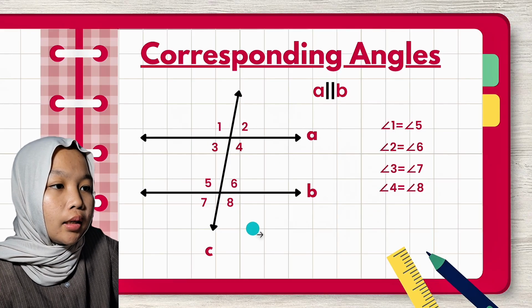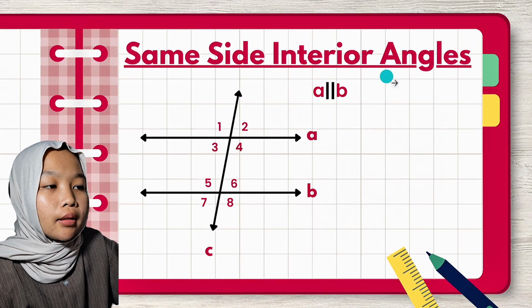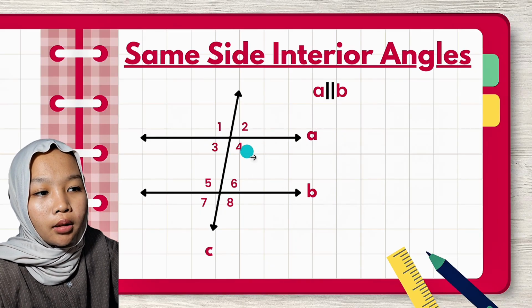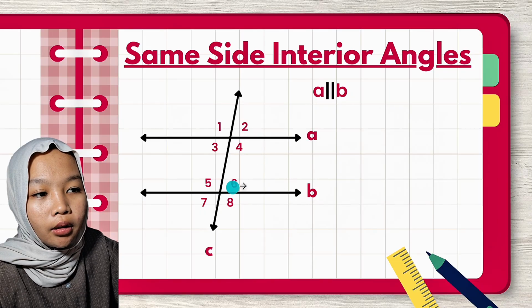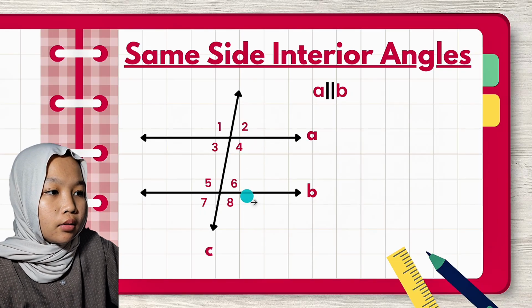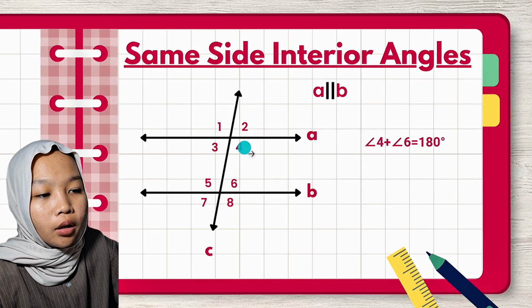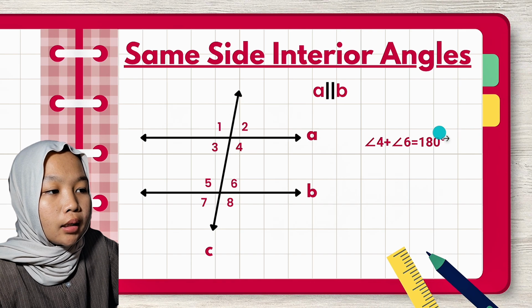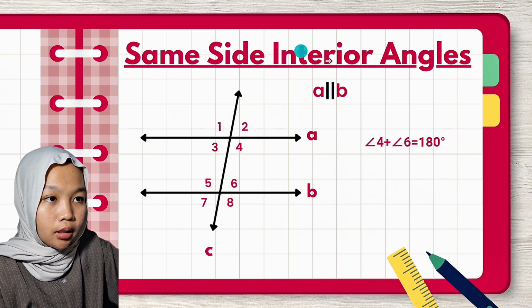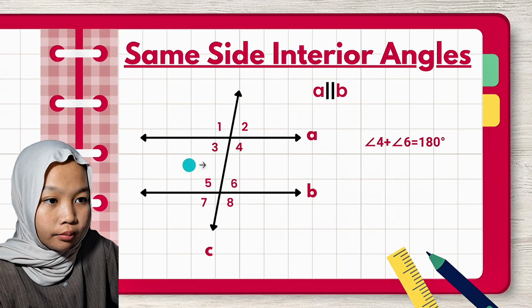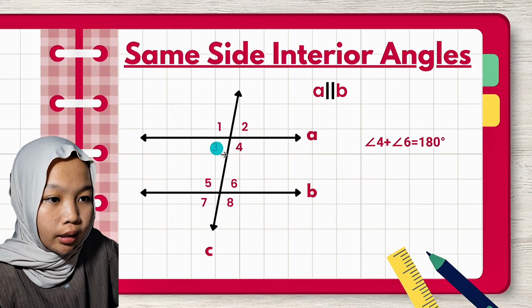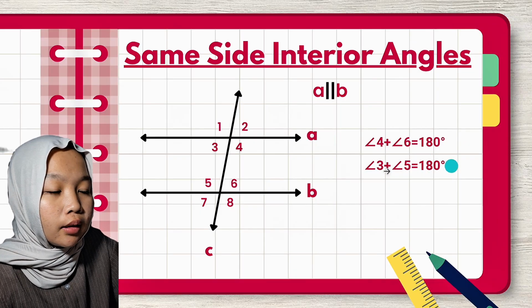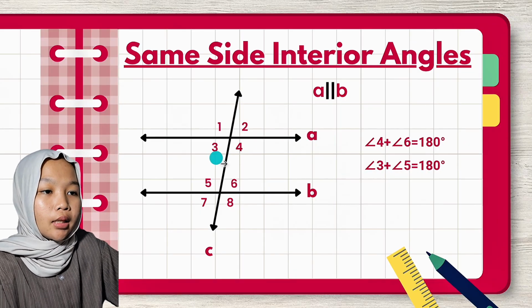Next, we're going to talk about same side interior angles. So same side means like here, this with this, so it becomes like this. Angle 4 plus angle 6 is 180 degrees because it is in the interior, so the angles in here. The next is angle 3 plus angle 5 is 180 degrees. It is the same side interior angle.